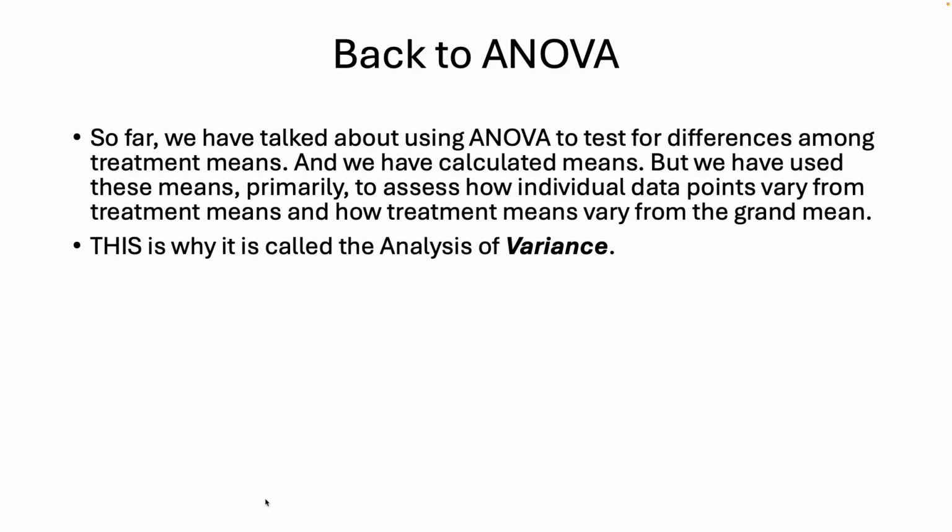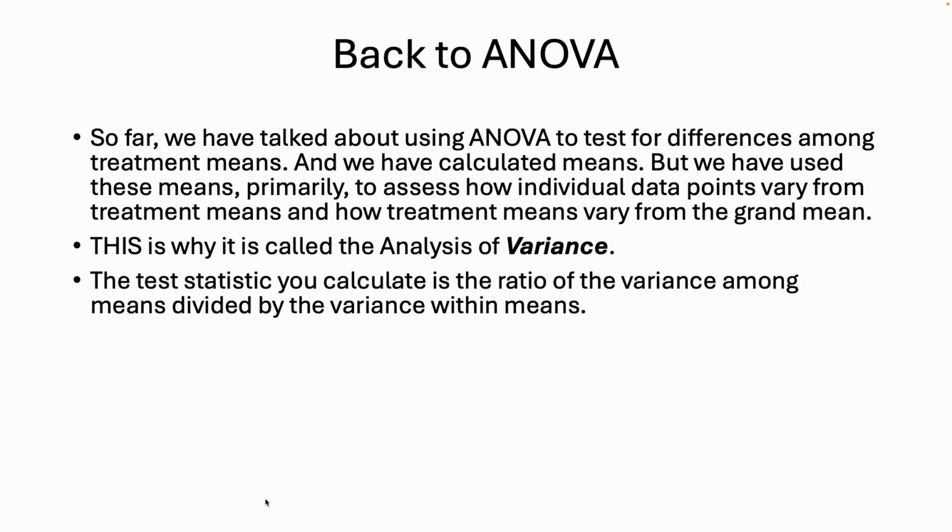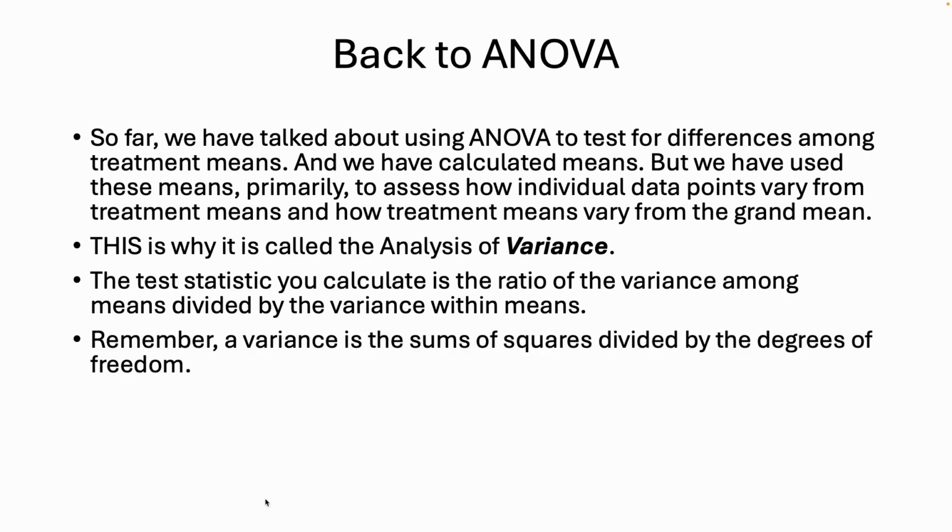So far, we've talked about using ANOVA to test for differences among treatment means, and we've calculated means, but we've used these means primarily to assess how individual data points vary from treatment means and how treatment means vary from the grand mean. This is why it's called an analysis of variance, not an analysis of means. The test statistic that you calculate is the ratio of the variance among the means divided by the variance within means. Remember, a variance is the sums of squares divided by the degrees of freedom.